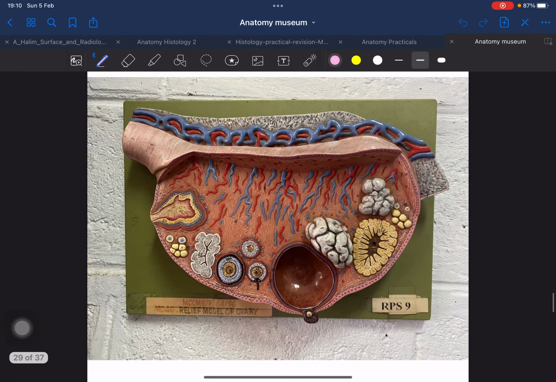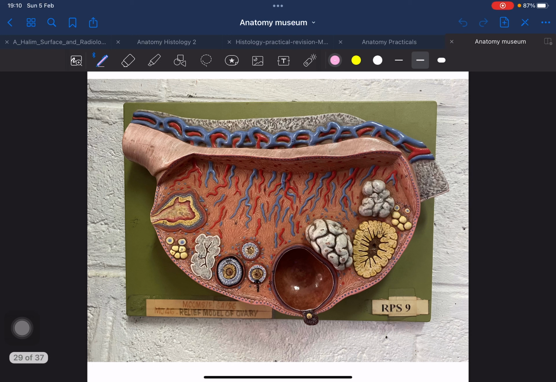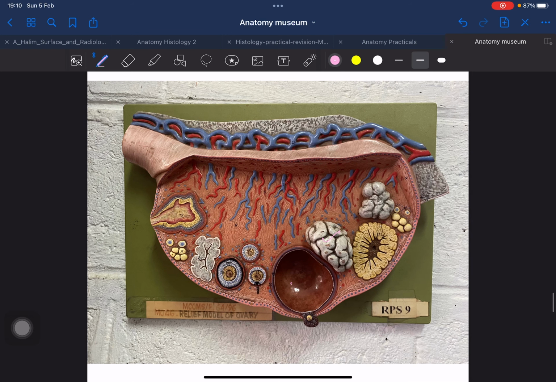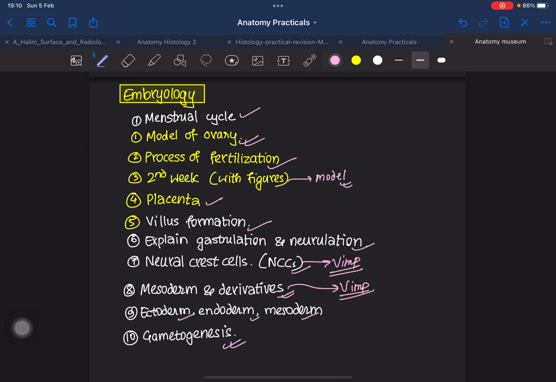Okay, see, this is the relief model of the ovary. You could be asked what this structure is. This is the graafian follicle, right? This is the corpus luteum, this is the corpus albicans. Okay, this is the follicle. So these are all things you should know.